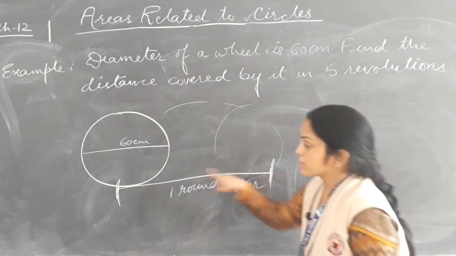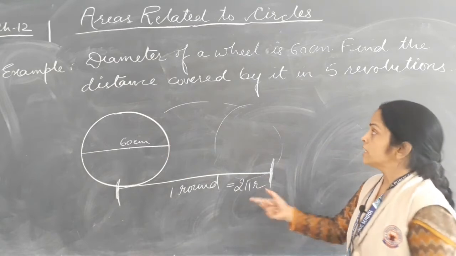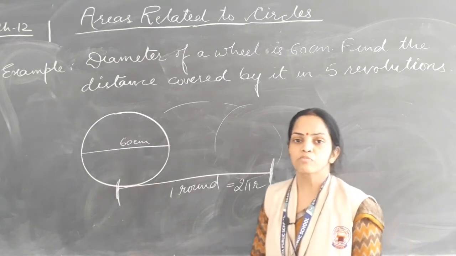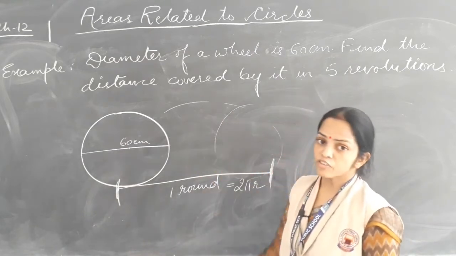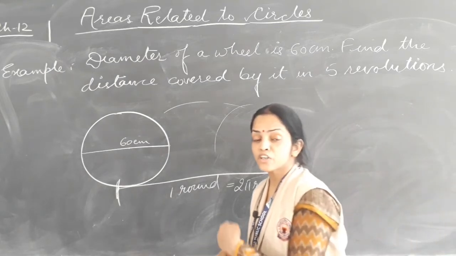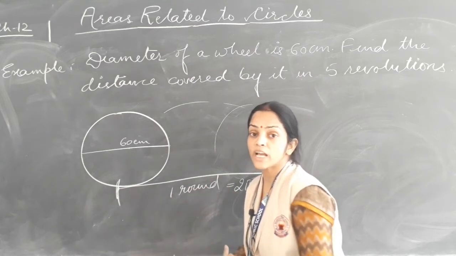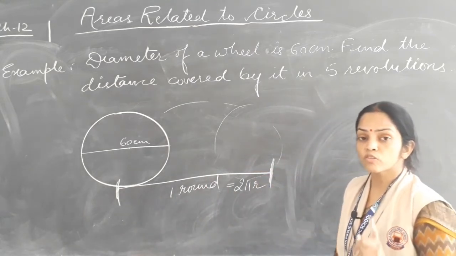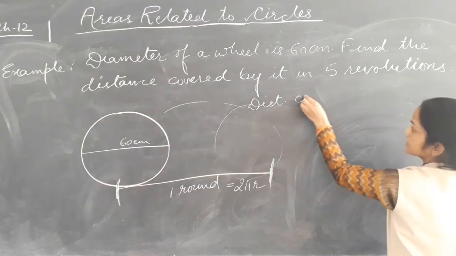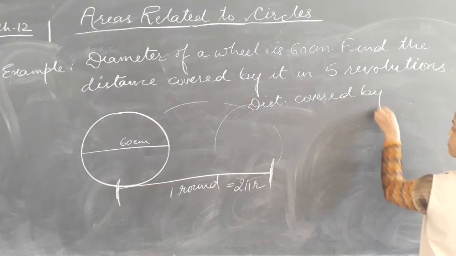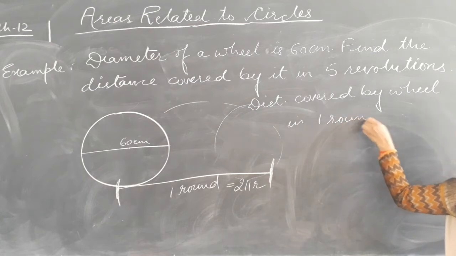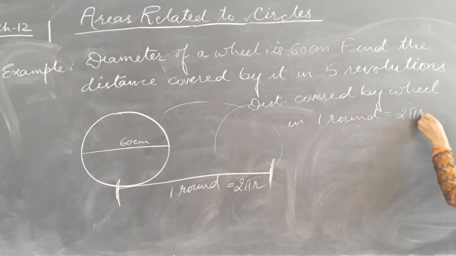So if in one round distance covered by wheel is 2 pi r, then in 5 revolutions, in 5 rounds, distance covered will be 5 multiplied by 2 pi r. So in this manner we can solve the question. Okay, but the concept is how much distance is covered by wheel in revolving once. If the wheel revolves once, how much distance is covered? That is always equal to 2 pi r. So you will have to solve it in this manner. Distance covered by wheel in one round is equal to 2 pi r.